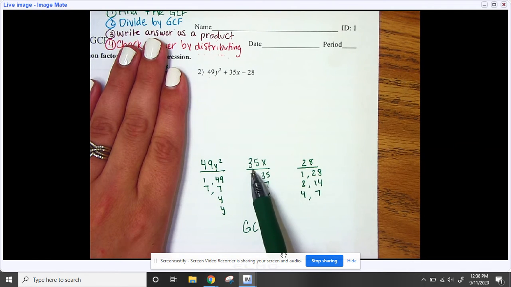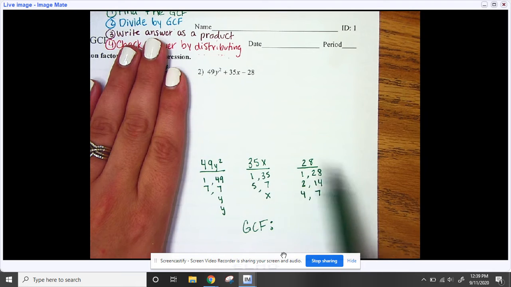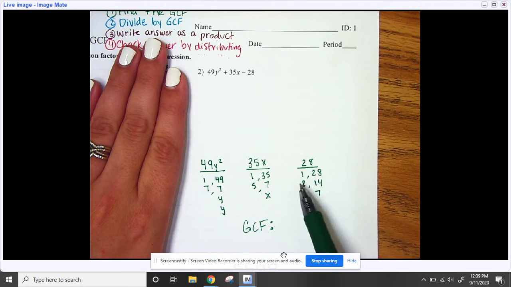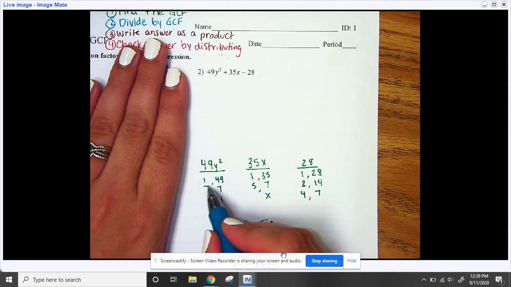35x, the middle term, I could do 1 times 35, 5 times 7, and they had an x, so I tagged that on the end. And then finally 28, 1 times 28, 2 times 14, 4 times 7. I'm going to find my greatest common factor. My greatest common factor between all 3 numbers is a 7.